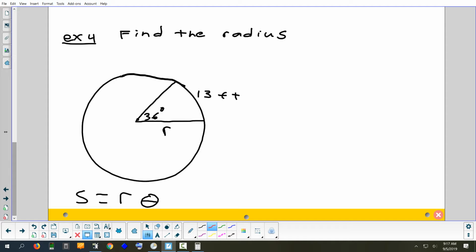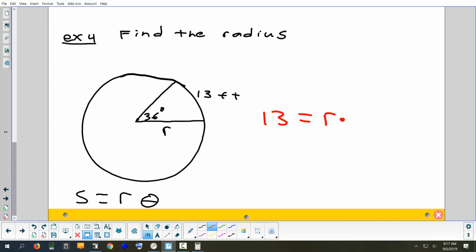Okay, so let's start with S. Abby, do I know S? Yes, it's 13 feet. Yep. S is arc length, and the arc length is labeled as 13 feet. Okay, let's go to the next thing, R. Megan, do I know R? No, that's the direction. Find the radius. Times theta.